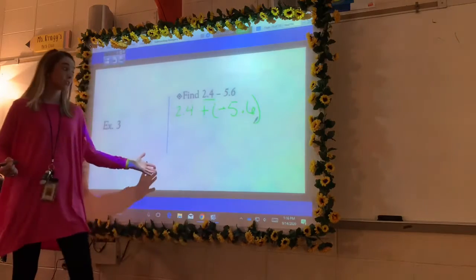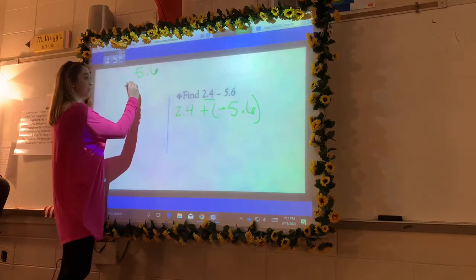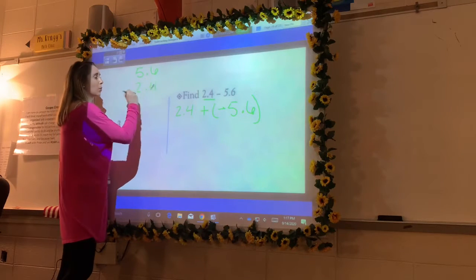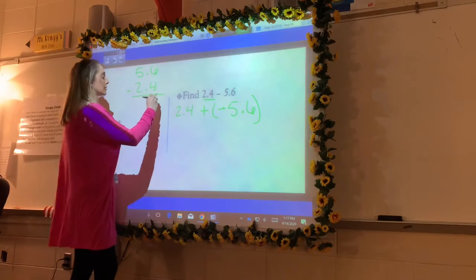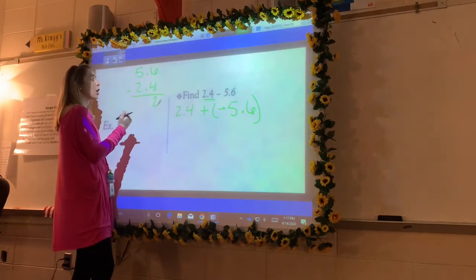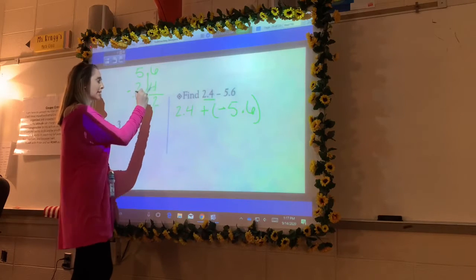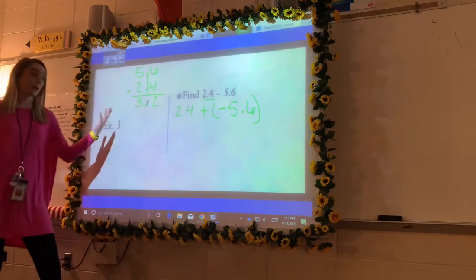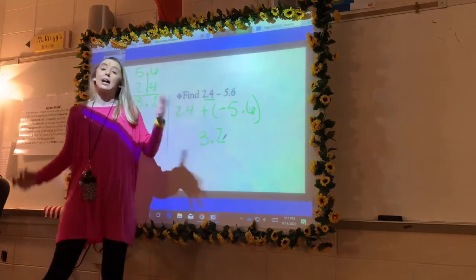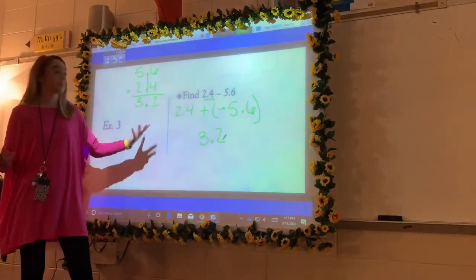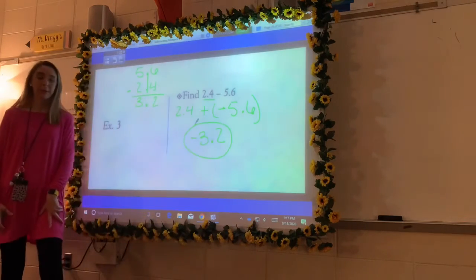So our signs are different, so we are going to subtract. We want the bigger number on top, and not the bigger number, but the one with the most value to it. So 6 minus 4 gives us 2. 5 minus 2 gives us 3. And we want to bring that decimal down. Now we get 3.2 as our answer. We need to look back and decide which one had the bigger absolute value. In this case, the negative did, so our answer would be negative.